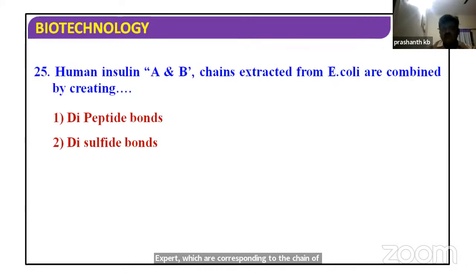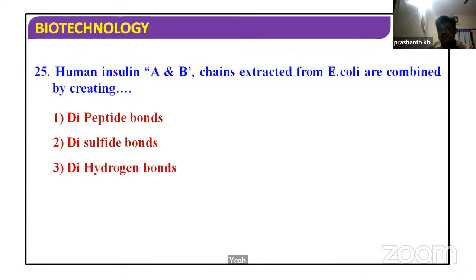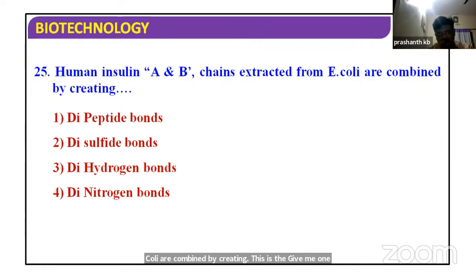Human insulin A and B chain extracted from E. coli are combined by creating... This is NCERT, sorry, this came in one of the years, CBSE. Disulfide bond is the answer. Option 2.